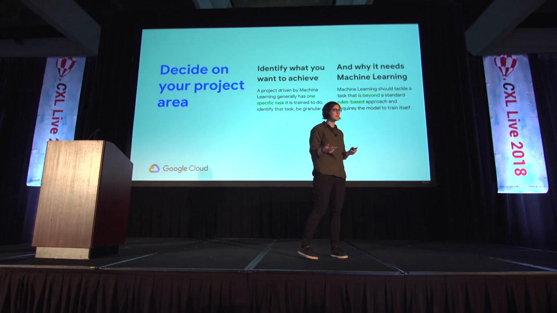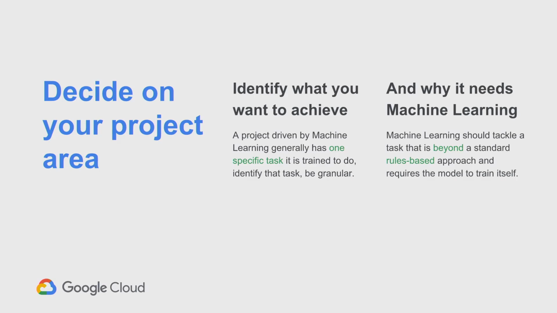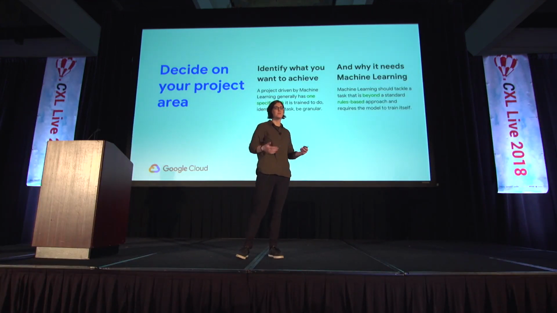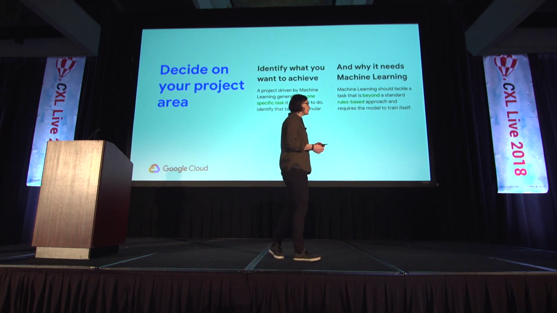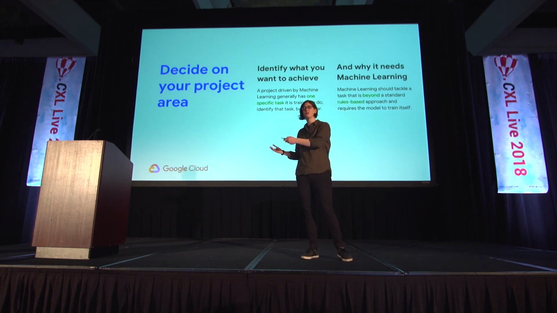We needed to decide on a project area, and there's two main things to do with this. First of all, you need to find one specific thing that you can create a model that can then learn what to do. You also need to make sure that you do something that will actually add value, that actually needs machine learning. If it's a simple rules-based thing, it doesn't really need machine learning. It has to be more complicated. So I'm going to go through the different tasks that we came up with and how we went from something abstract to actually something we could do with machine learning based off these two concepts.